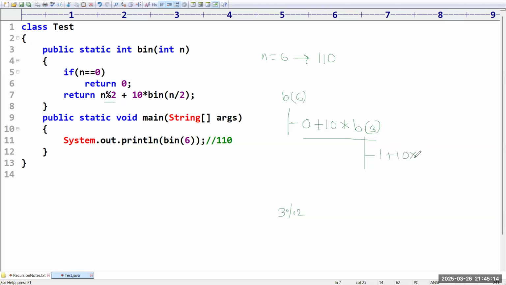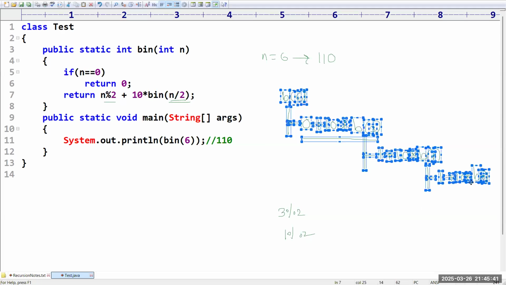Now tell me, b of which one? 3 by 2. What is the 3 by 2 value? 1. Again for b of 1, 1 percentage 2 value is what? 1, right? 1 plus again 10 into what will be the last line? B of 0. Am I right?